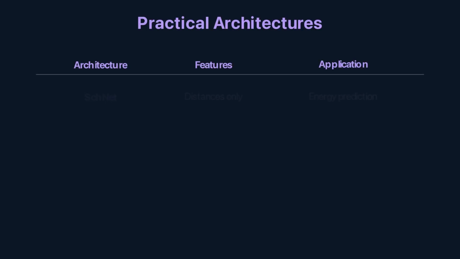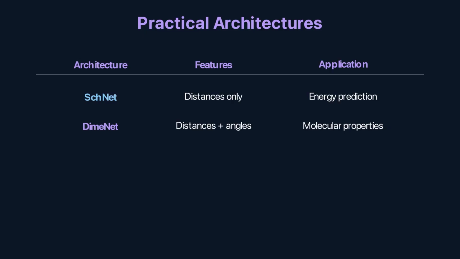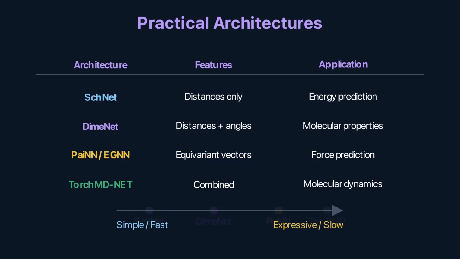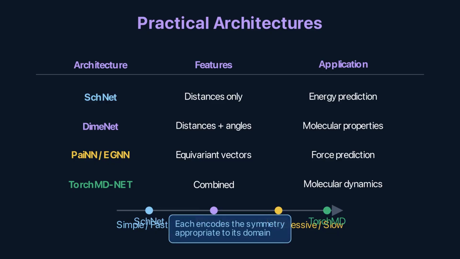Several architectures encode different levels of geometric symmetry. SchNet uses continuous filter convolutions with radial basis functions. Messages depend only on interatomic distances, making them SE3 invariant. DimeNet adds angular information, including angles between triplets of atoms. PaiNN and EGNN produce equivariant vector outputs for force prediction. TorchMD-Net combines these for molecular dynamics simulation. Each trades off expressiveness against computational cost. More geometric information means better predictions, but slower training.